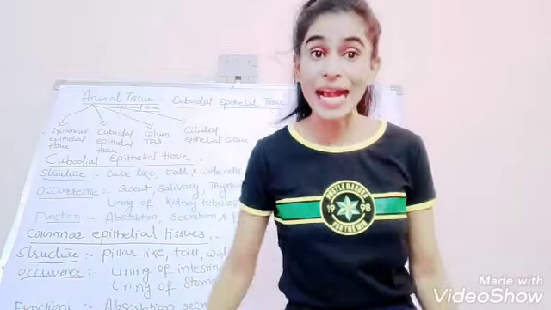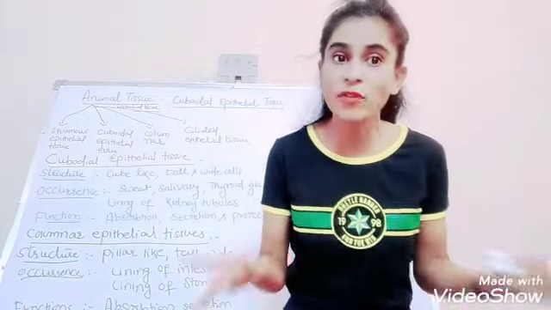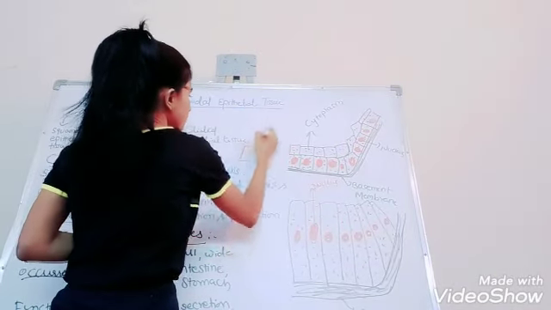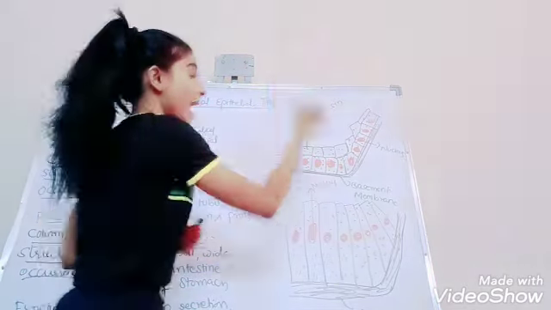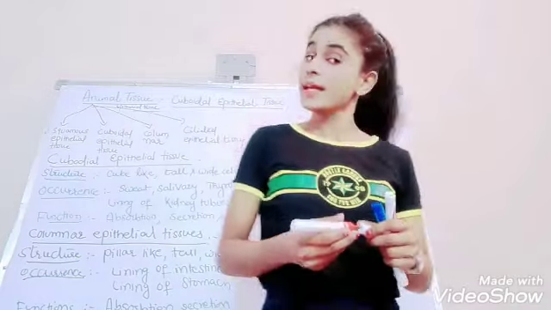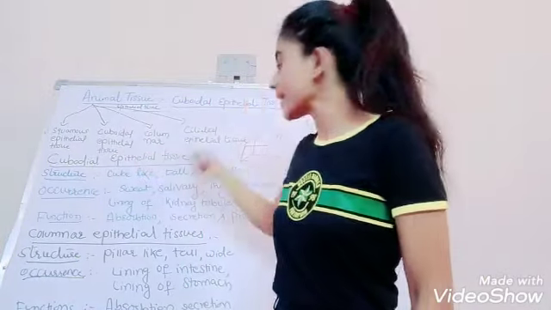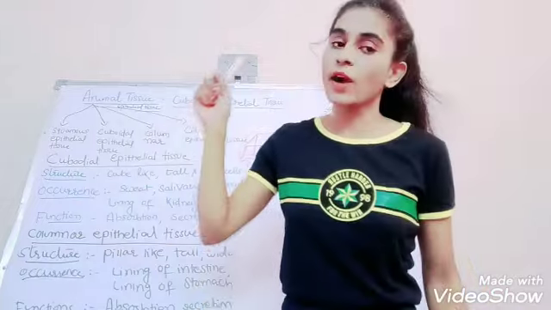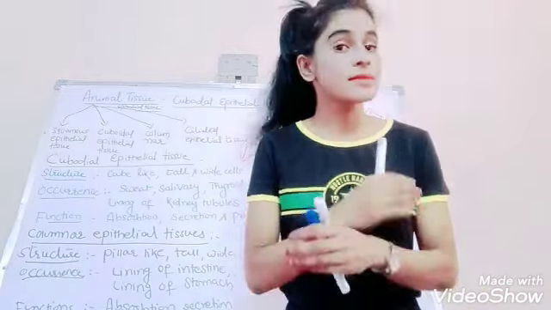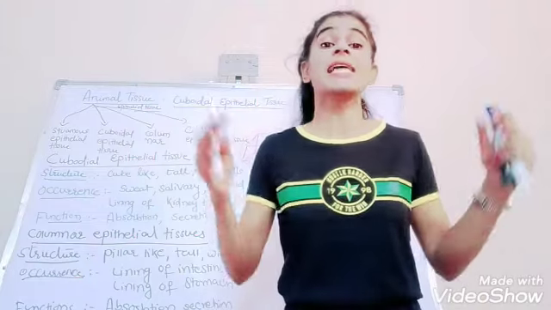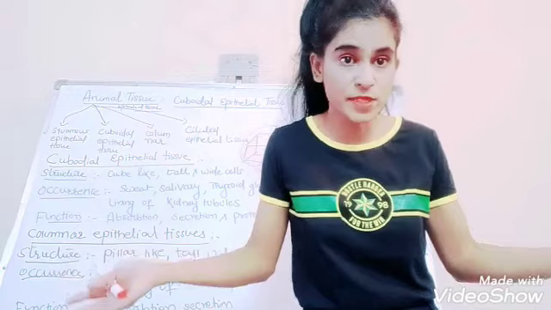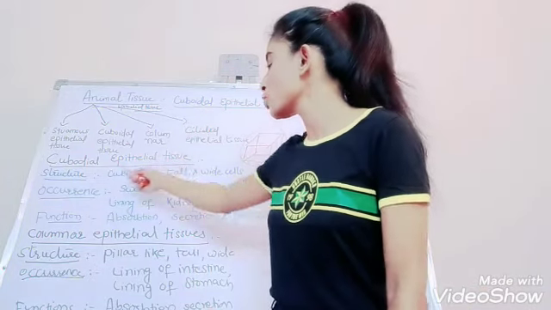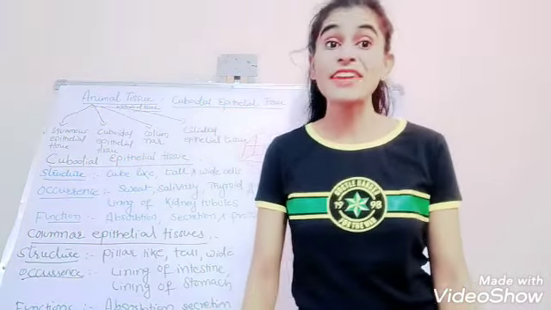You all have seen ice cubes. What is the shape of an ice cube? It's simply cube shape, or not? Yes. The cells are just similar to the shape of an ice cube. So in cuboidal epithelial tissue, the word itself suggests that the cells are cube shaped, like ice cubes in size. You already read the cube shape in maths. So the cells are cube-like structures, tall and wide cells.